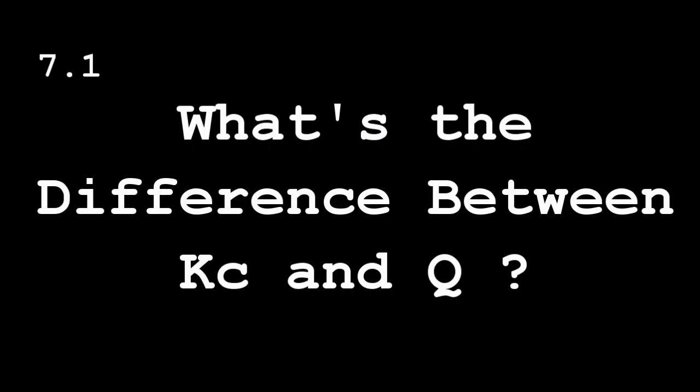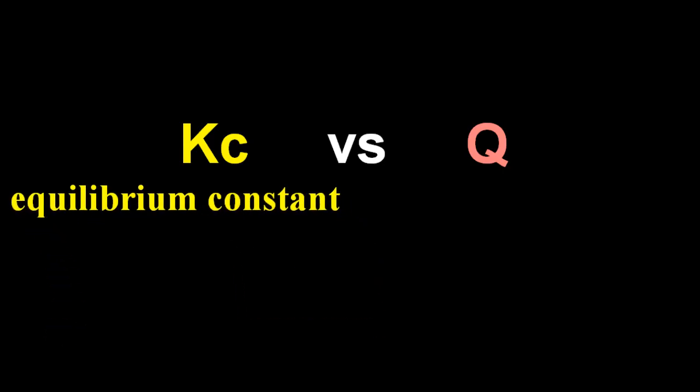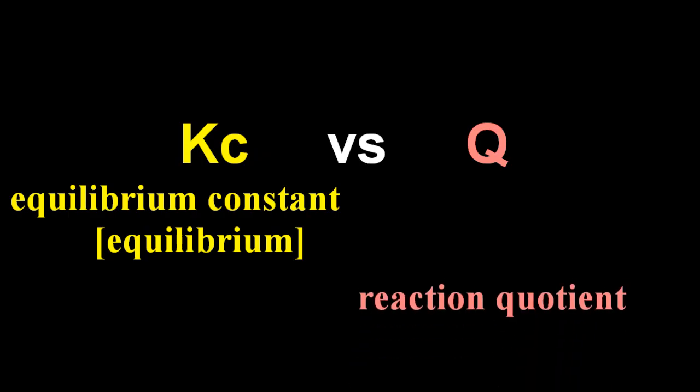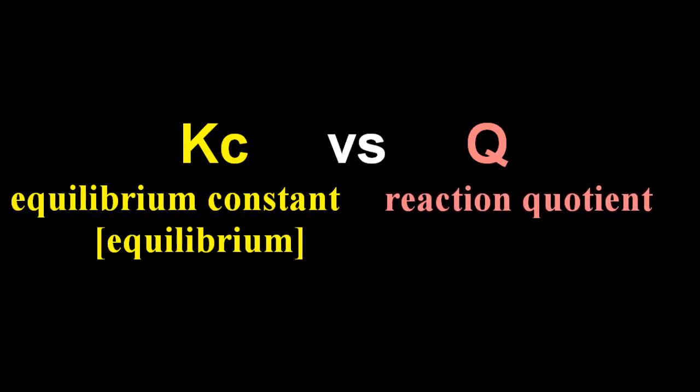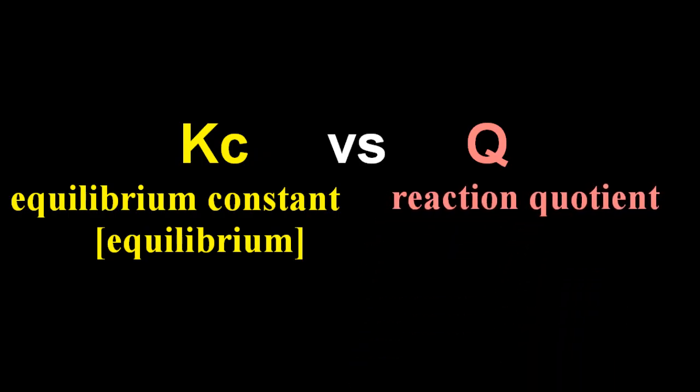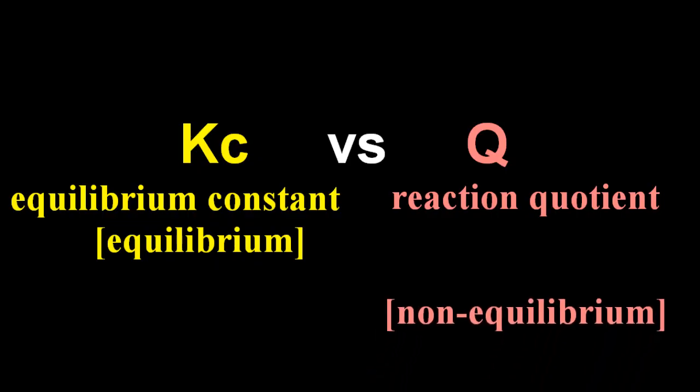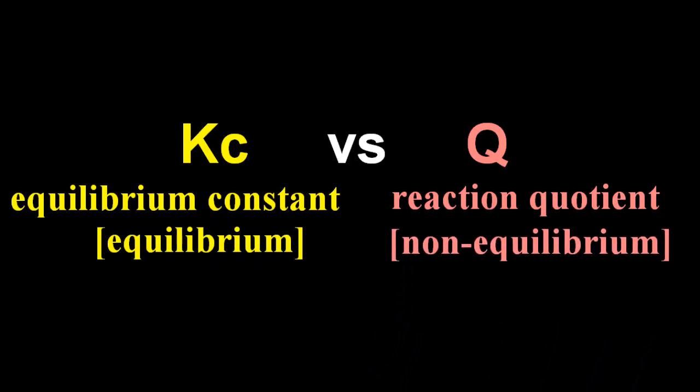What's the difference between Kc and Q? Well, Kc is the equilibrium constant, and it involves the concentration of the reactants and products at equilibrium. The clue is in the name. Whereas Q is the reaction quotient, and that involves the concentration of reactants and products when they're not at equilibrium. Unfortunately, the clue isn't in that name.